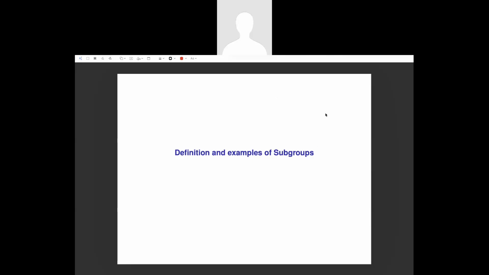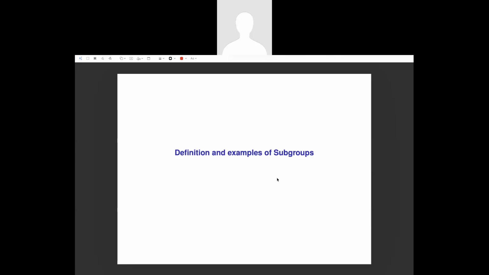If nobody is there, then I will again recall some basics about subgroups. In this session, we recall the definition of a subgroup, define some examples of subgroups, and look at the criteria for checking whether a subset is a group or subgroup or not.